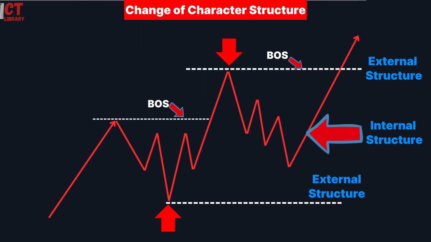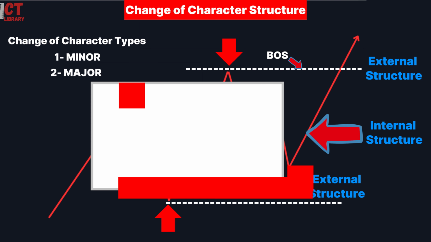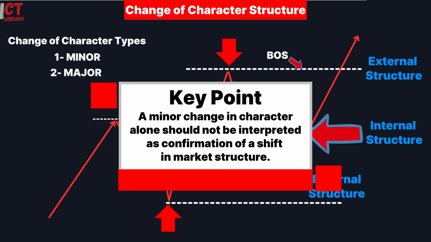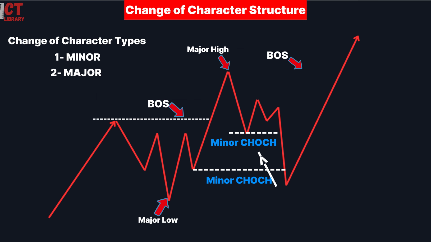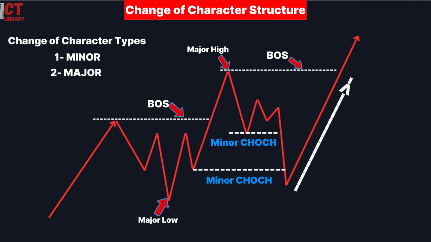Change of character patterns appear in two forms, minor and major. Every time price breaks an internal low, a minor change of character occurs. However, a minor change of character alone does not indicate a trend reversal. This is where many inexperienced traders make costly mistakes. They interpret a minor change of character as a full market reversal. They enter short positions prematurely. They place stops above internal highs, and price quickly resumes bullish movement, stopping them out. This cycle repeats again and again.